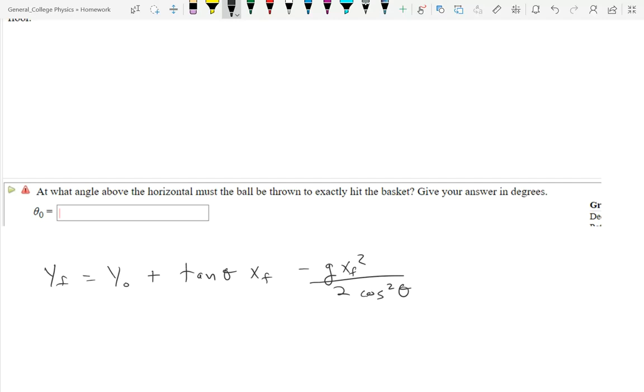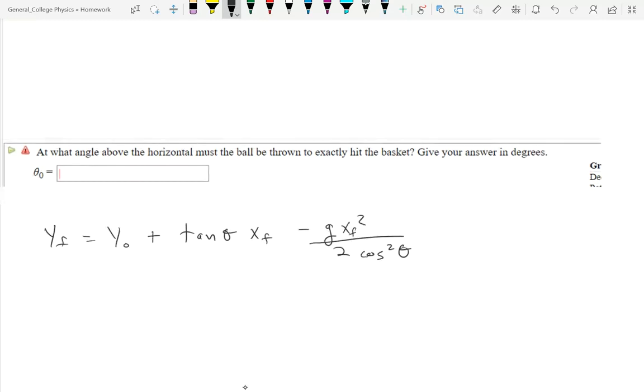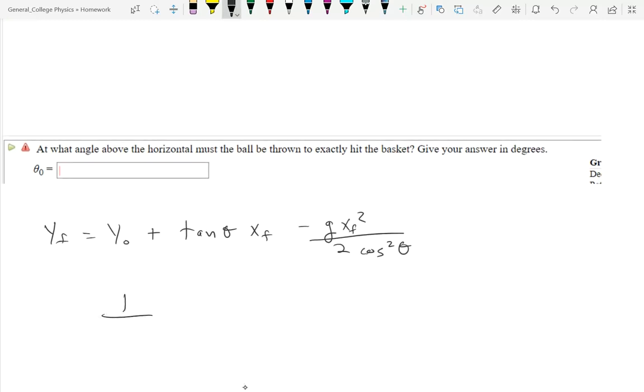And anyone with a modicum of brain says that's tough. I have a tangent theta, I have a 1 over cosine squared theta. The unknown here is theta. That's what I'm looking for, but how do I solve it? And so this takes some creativity. One over cosine squared theta is equal to tangent squared theta plus 1, I believe is the correct equation.